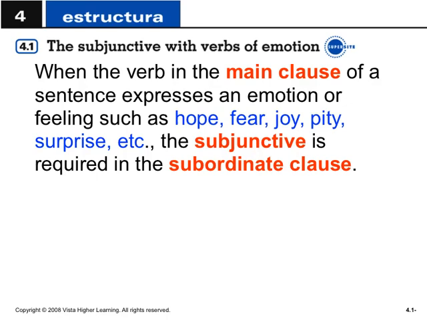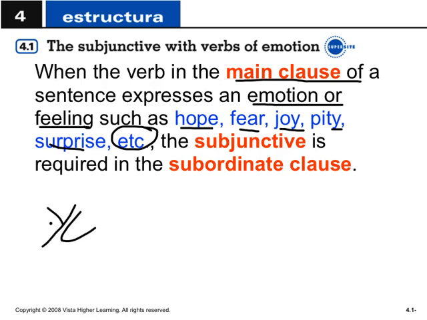So once again, we have the main clause. The main clause this time is going to be one of emotion or feelings such as hope, fear, joy, pity, surprise, etc., which will trigger the subjunctive in the subordinate clause. You must have a change of subjects though. Remember, the main clause will have one subject like yo, and the subordinate clause will have another subject like tú. And you'll see that in the examples coming up.